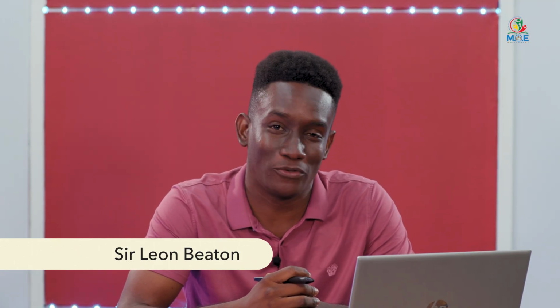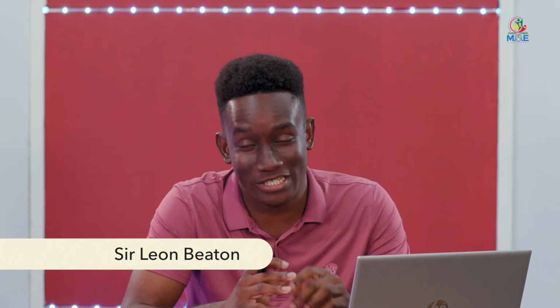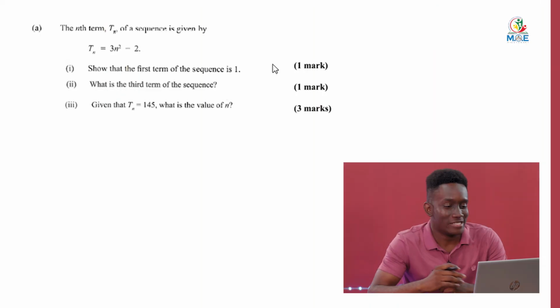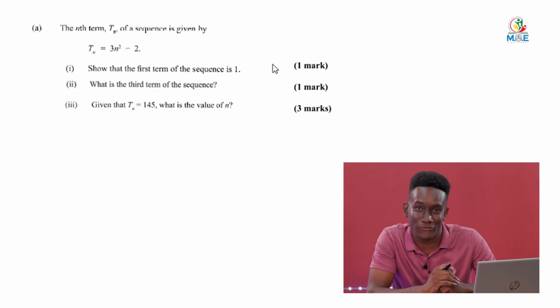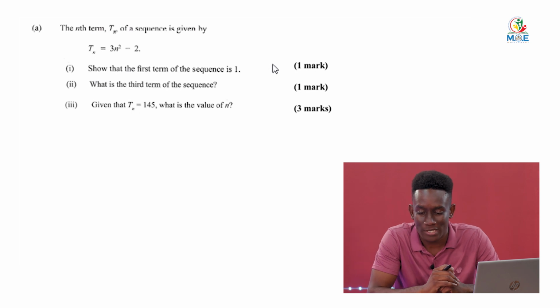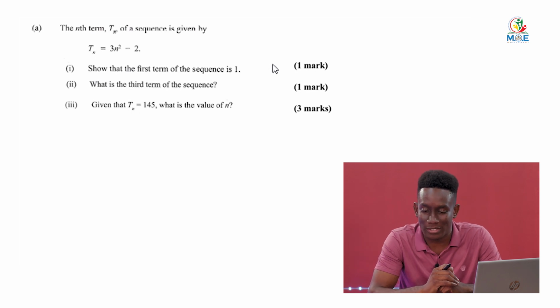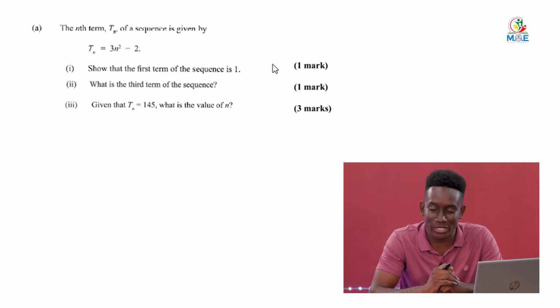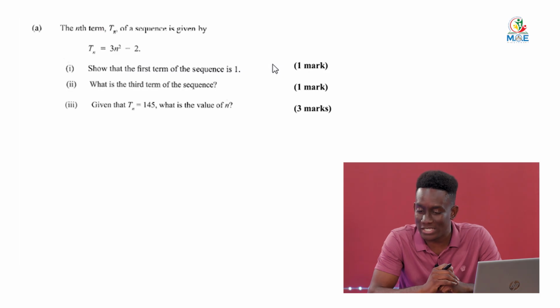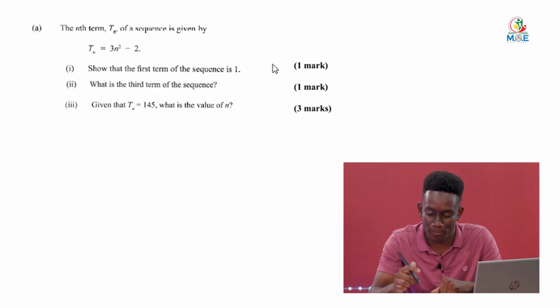In this video, we will be looking at a number theory question, the beautiful topic of number theory. So let's head straight into this one. This one is slightly different from the ones that we did previously. The nth term, t underscore n, of a sequence is given by t underscore n equal to 3n squared minus 2. The first question says, show that the first term of the sequence is 1.